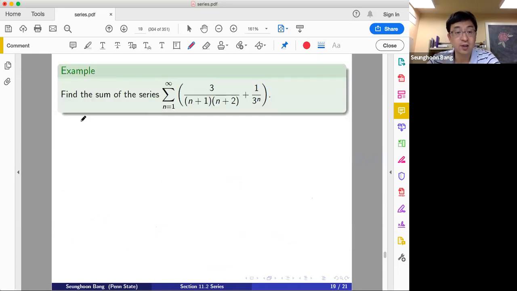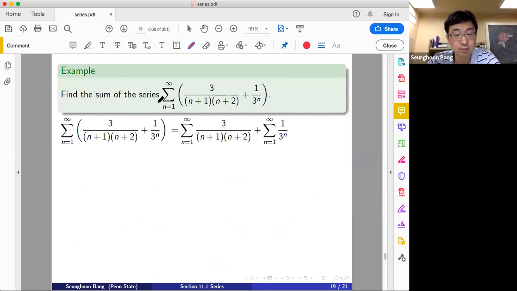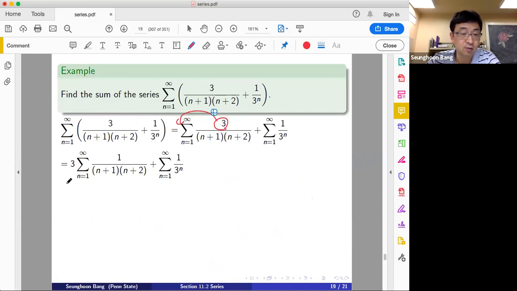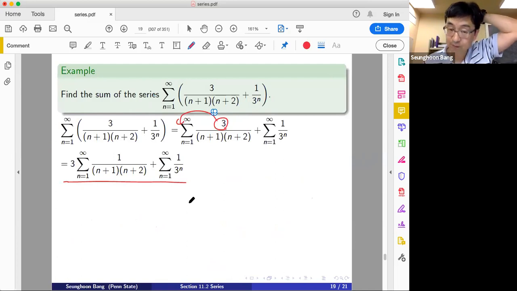Here, find the sum of the series. How can you solve it? Here, this is a summation. You can distribute the summation. So one more: 3 is a constant, so take it out. We have this form. Is it right? Is this good?